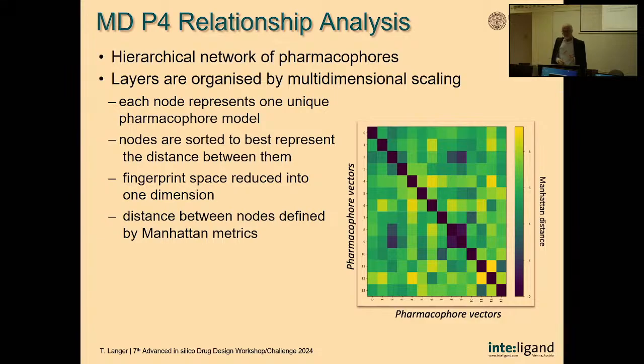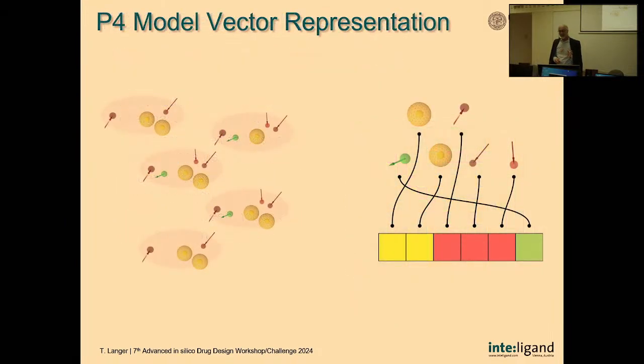So the fingerprint space is reduced to one dimension, and again here the distance between the nodes is defined by a Manhattan matrix. I just want to explain this a little bit in more detail. Let's look at these 5 models. Each of these pharmacophore models here is fed into a fingerprint.